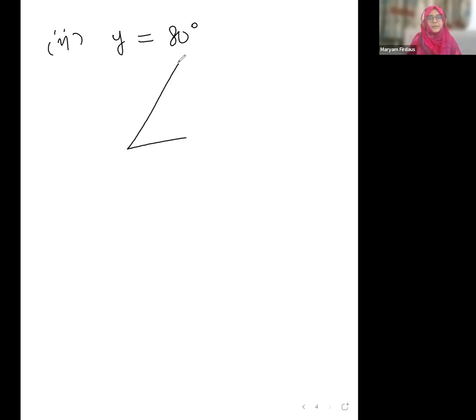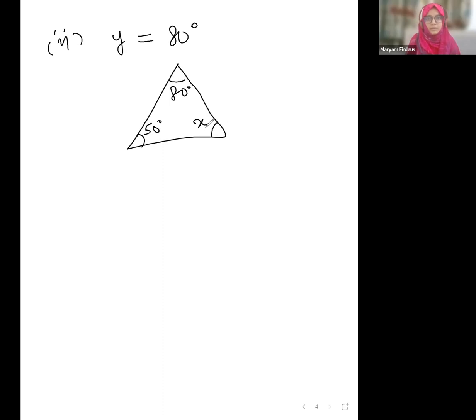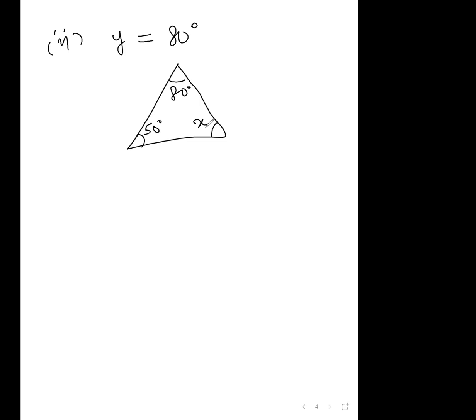So now our diagram has become like this. 80 degrees, 50 degrees. Whoops, that 5 looks like an 8. I might get confused later. 50 degrees and x. Okay. Now it will be x plus 50 plus 80 gives 180. Very good.